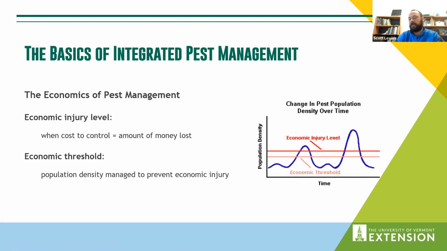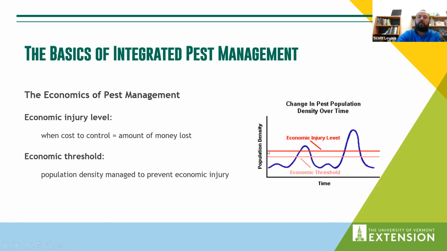Pest populations naturally go up and down as the season goes on, depending upon the conditions, the number of generations, that sort of thing. You've got to consider two important values. The first is the economic injury level, which is when the cost to control something equals the amount that you're losing. That red line right here is the economic injury level.